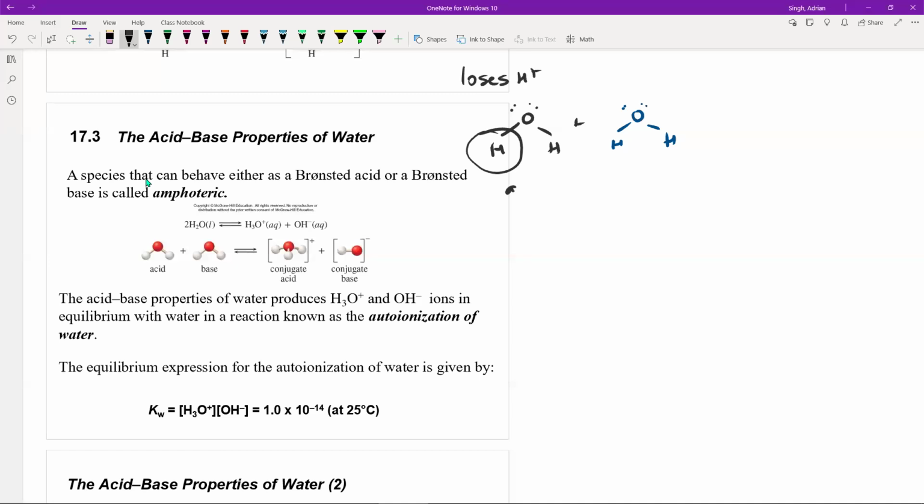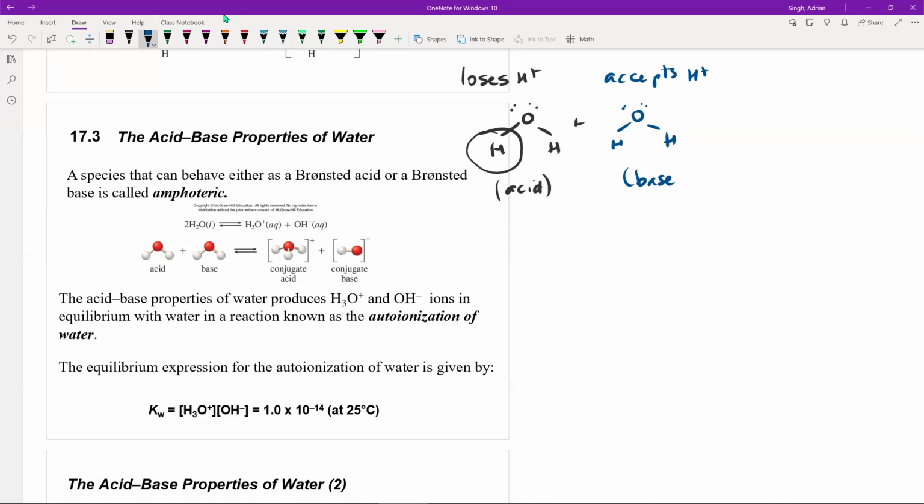So this is going to act as an acid. Well, where is that H plus going to go? The only place for it to go would be to the H2O on the right here. So this is going to accept that H plus. So this is going to act as a base.